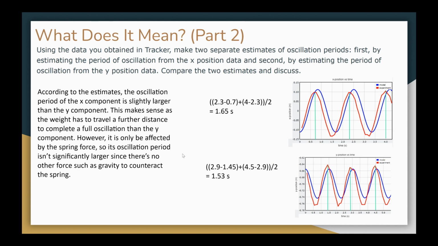For the next, what does it mean? Here are our estimates for the oscillation times for our observed. We took the average of these green lines right here. According to the estimates, the oscillation period of the X component is slightly larger than the Y component. This makes sense as the weight has to travel a further distance to complete a full oscillation than the Y component. Seen on the right, you can see 0.1 to negative 0.1 versus about negative 0.6 to negative 0.76. So it's about double.